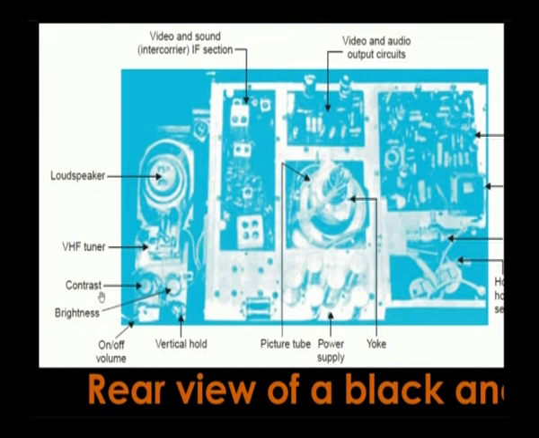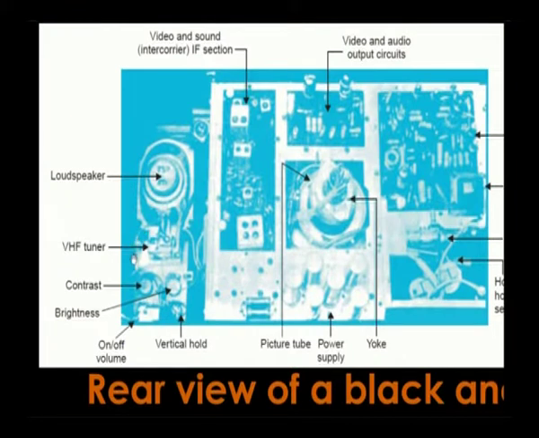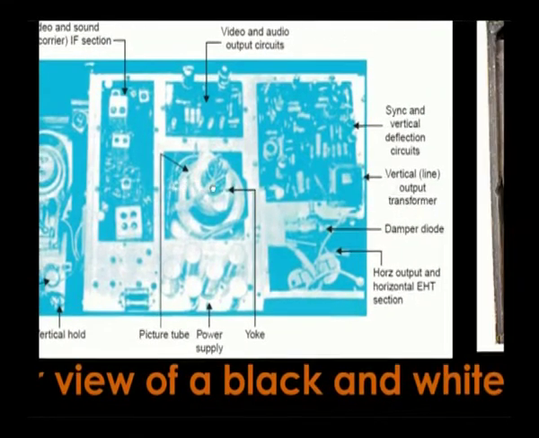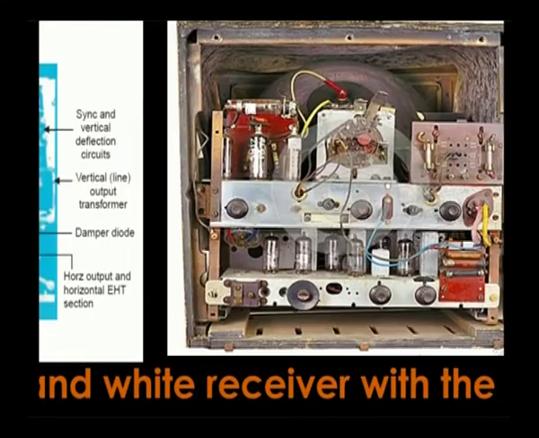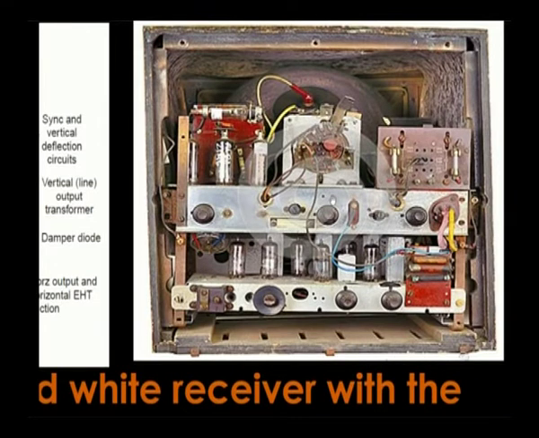This is the contrast knob, brightness, on-off volume, vertical hold, and this is an important thing, the VHF tuner, from where we are going to tune for a particular channel, where VHF stands for very high frequency tuner. This is the loudspeaker for audio output. And here is another picture which clearly shows all the parts in a brighter manner.